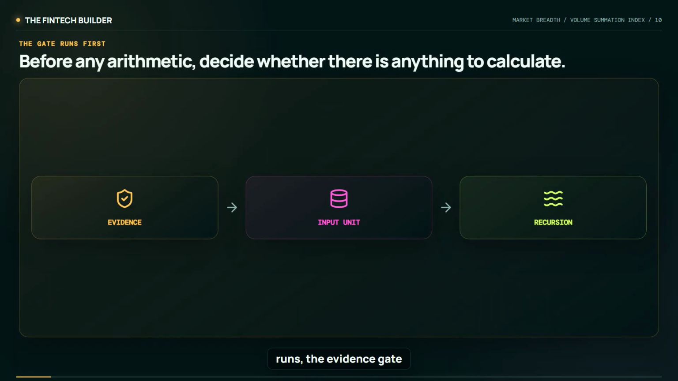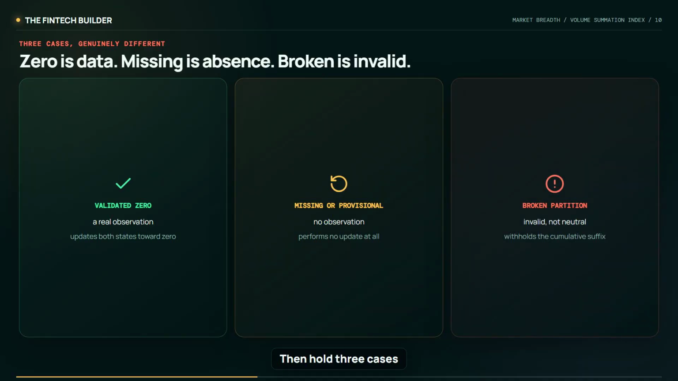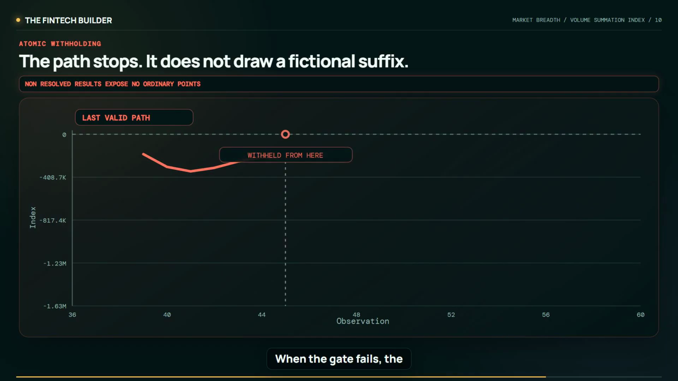Before any arithmetic runs, the evidence gate decides whether there is anything to calculate. Resolve one ready revision per session at the requested knowledge cutoff, and ignore any revision that became available after it. Then hold 3 cases apart, because they're genuinely different. A validated zero is a real observation, and it updates both exponential states toward zero. A missing or provisional session performs no update at all, and a broken volume partition is invalid, not neutral. When the gate fails, the result exposes no ordinary points, so a partial path can never look authoritative.